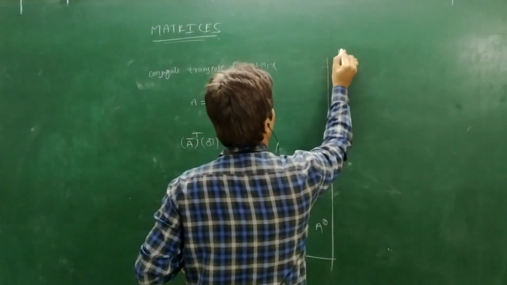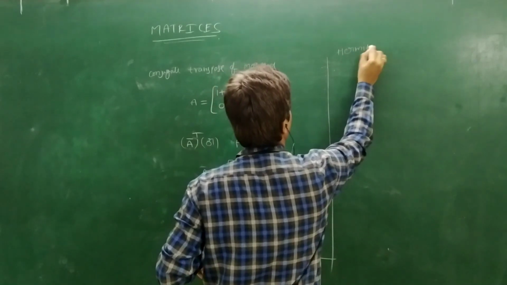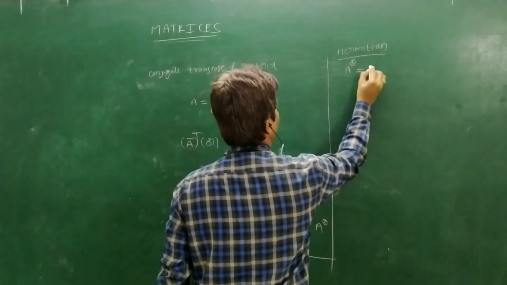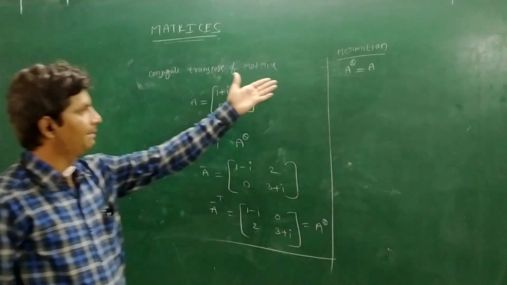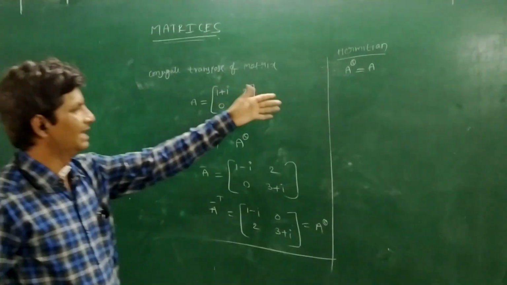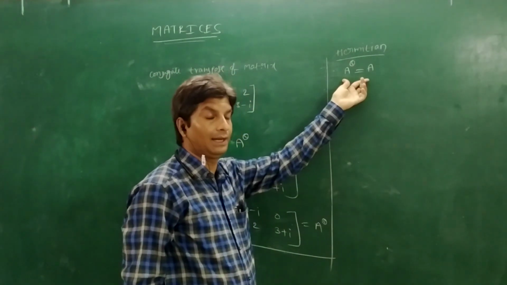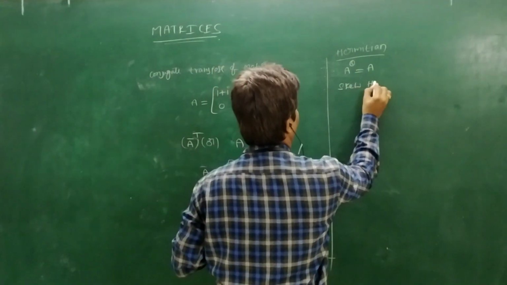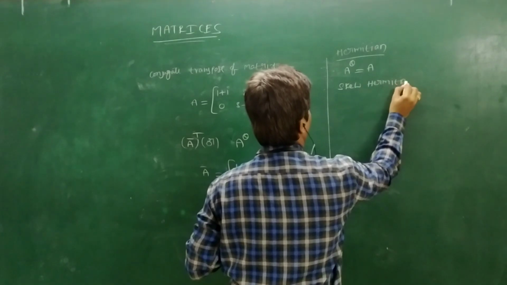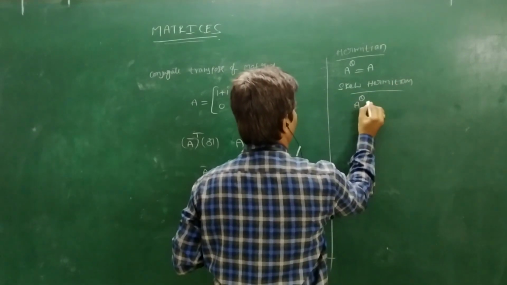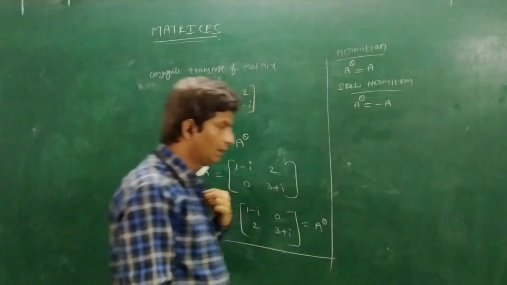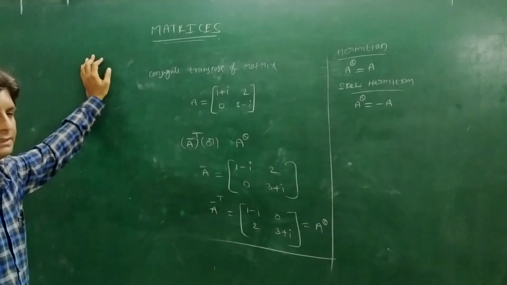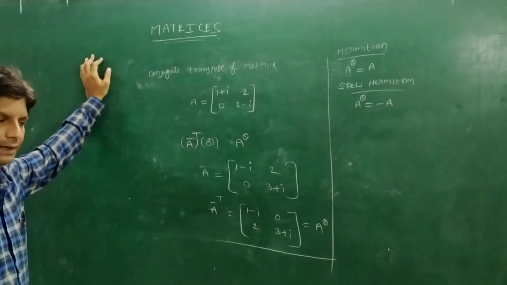Now, Hermitian matrix. Hermitian matrix means that capital A is a matrix. If A power theta equal to A, then the square matrix capital A is said to be a Hermitian matrix. Next one, we will write examples also. Skewed Hermitian matrix. If A power theta equal to minus A, then the square matrix capital A is said to be a skewed Hermitian matrix.